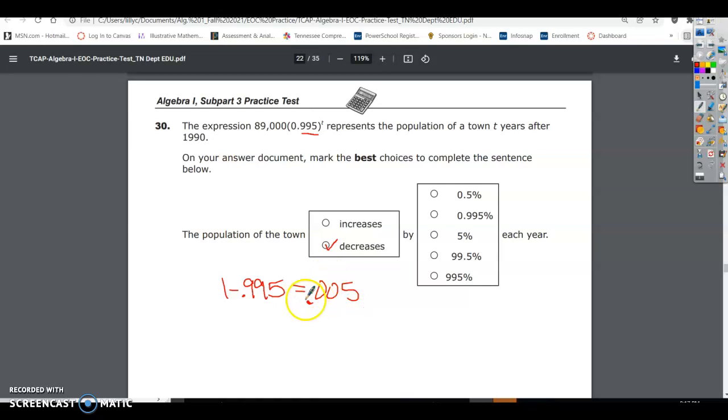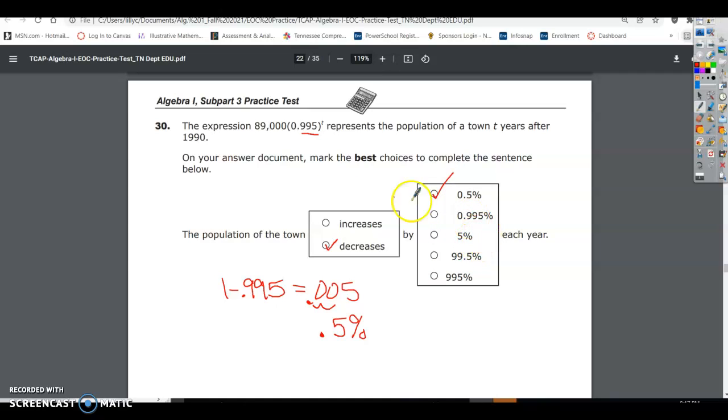So this equals 0.005. Now, to change this decimal to a percent, I'll move it 2 places, so 0.5%. Anytime you're changing from a decimal to a percent, you move it 2 decimal places, okay? So the correct answer would be the first answer, 0.5%.